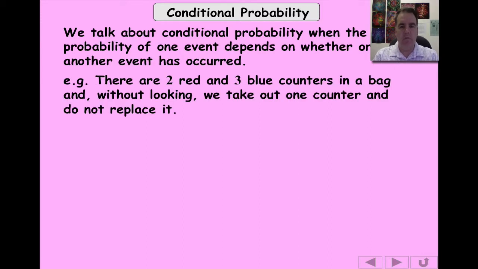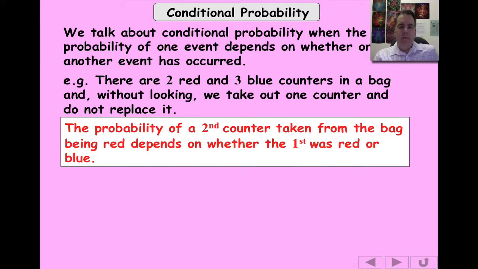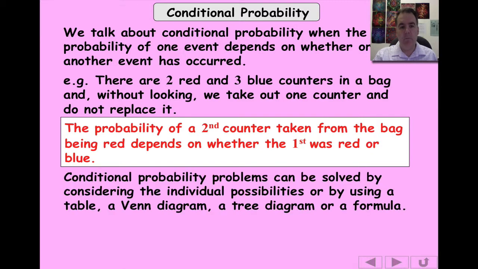So I'm going to show you a number of different examples of how this can work. If we have counters in a bag, the classic probability question, we take out a counter and don't replace it. Then whether we get a red or a blue counter on the second draw depends on what we got on the first draw. Because if we take out a red on the first draw, now we've only got one red out of the total 4 left in the bag. So there's a 1 in 4 chance, or a quarter chance, of getting a red on the second draw. But if we get a blue one, now we've got 4 counters left, 2 of them are red, so it's a half chance. So the probability changes depending on what happens.